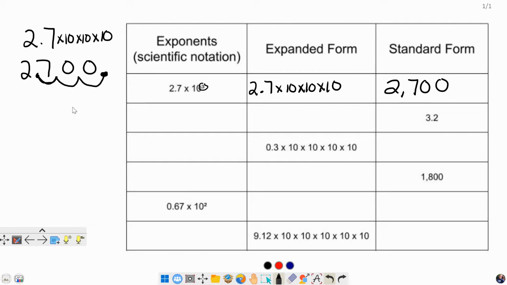This next one, they just give us the standard form of 3 2/10. So we have to decide what we want it to look like in exponent form and expanded form. If we have to swoop it to the right to get our answer, we're going to swoop it to the left to find our expanded and our exponent form. So I'm going to say swoop it 1 to the left, and that's going to get me 3/200 times 10 to the first power.